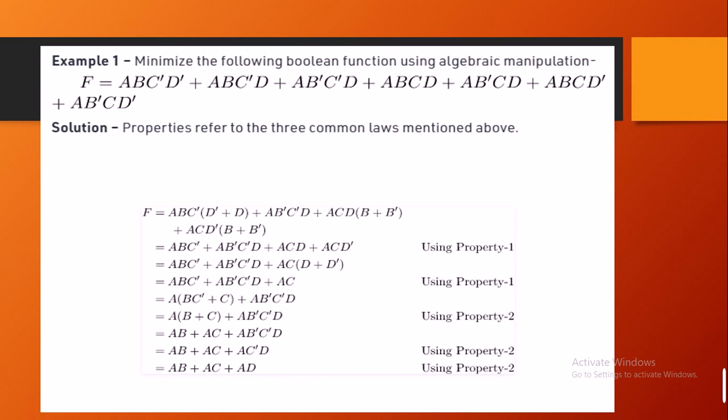One more example: minimizing the following Boolean function using arithmetic manipulations, in which there is a total function: a b c dash d dash plus a b c dash d plus a dash b dash c dash d plus a b c d plus a b dash c d plus a b c d dash plus a b dash c d dash. With the help of those properties and laws we have minimized it to ab plus ac plus ad. So you have to learn those laws.